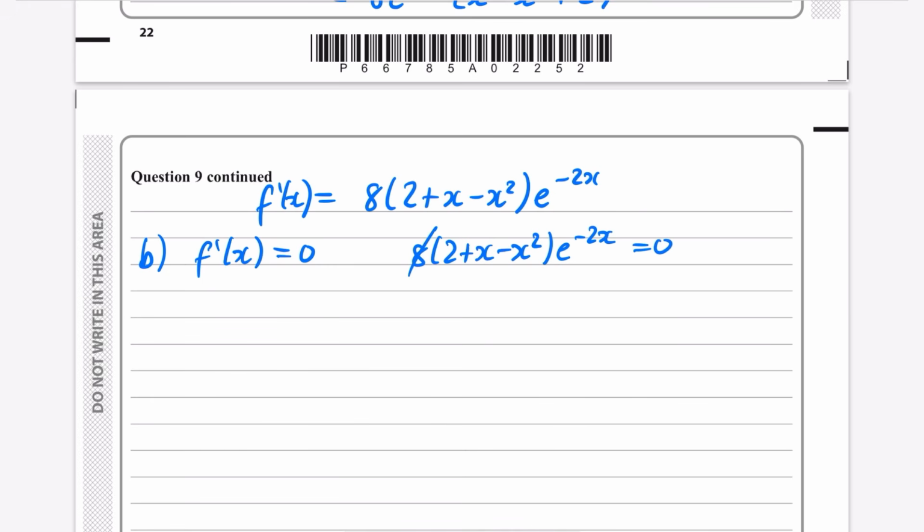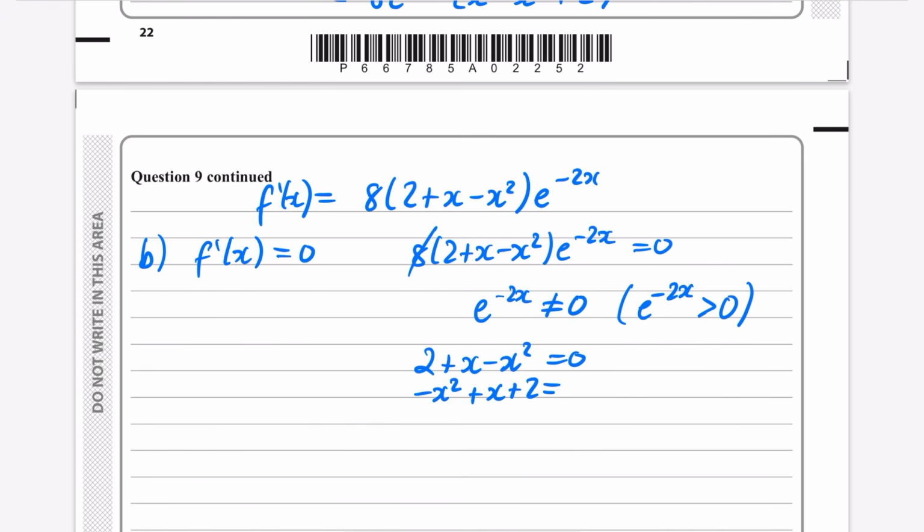Well, you can divide by the 8. And e to the negative 2x, that cannot be equal to 0. It's always greater than 0 because e to the minus 2x is always greater than 0. So that means we want 2 plus x minus x squared to be equal to 0. And as a normal quadratic, that's minus x squared plus x plus 2 equals 0.